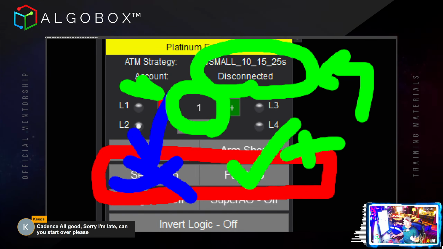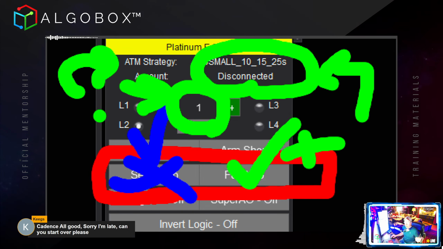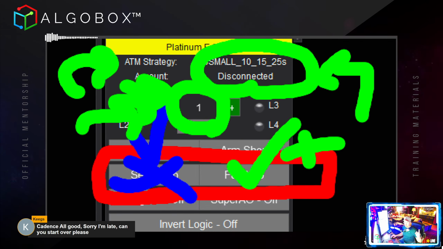Remember that this quantity right here is not how many contracts, it's how many times it presses the button on your ATM. So if your ATM has 2 contracts and it's a 1, you're getting 2 contracts. If you've got some crazy multi-targeted ATM with 5 contracts in it, and you say 1 quantity, it's going to fire one time. It's going to press the button one time. Remember, this is a looping mechanism on our quantity. It loops as fast as humanly possible.